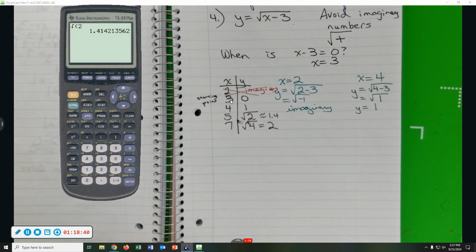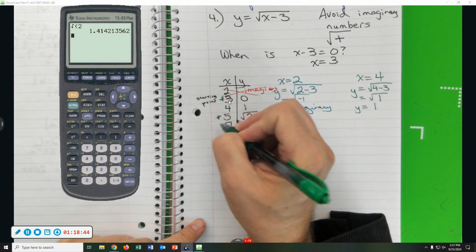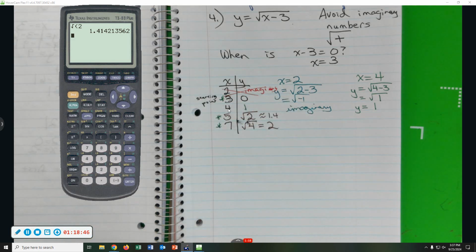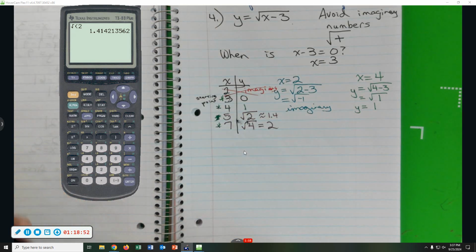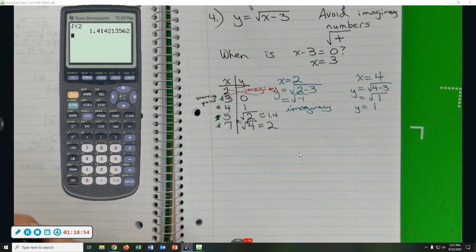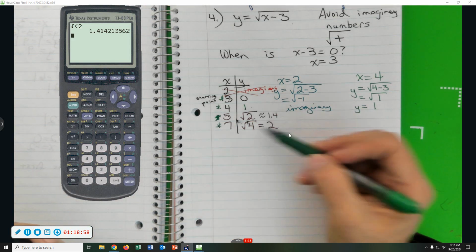I'm going to plot them using the integer coordinates. Oh, no. You're not doing 4, 1? Oh, yeah, 4, 1 is the one I want to do. I'm not going to plot that 5, comma, 1.4. I'm going to do 3, 0, 4, 1, and 7, 2.